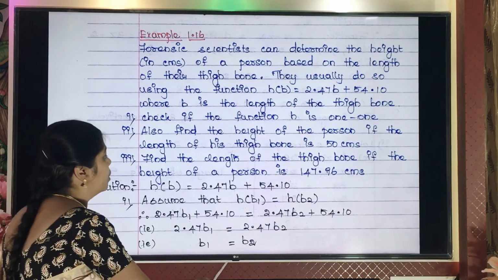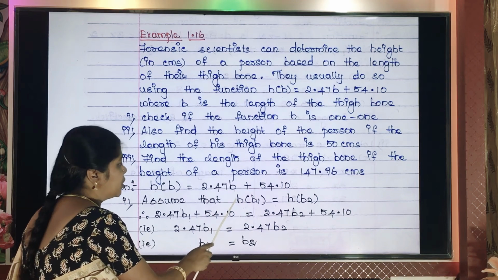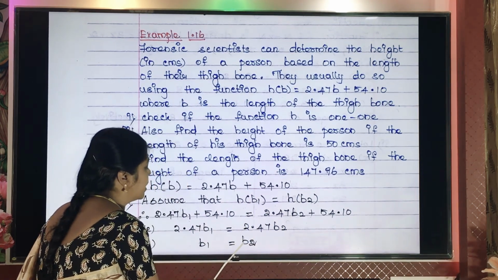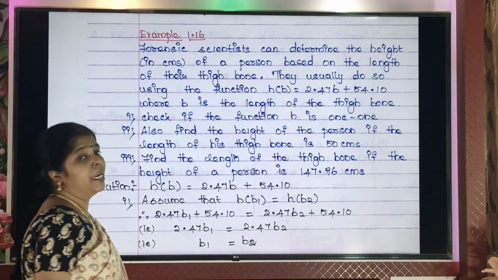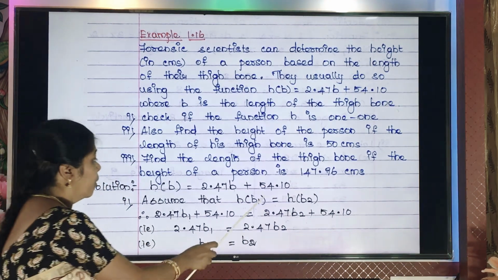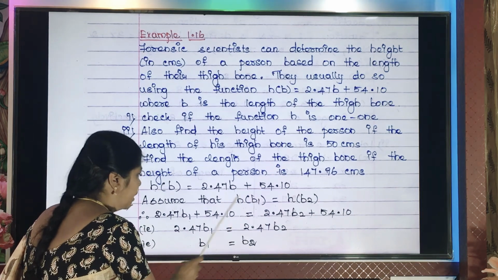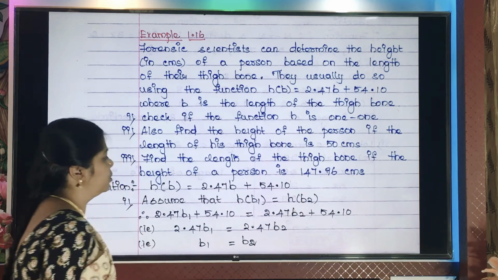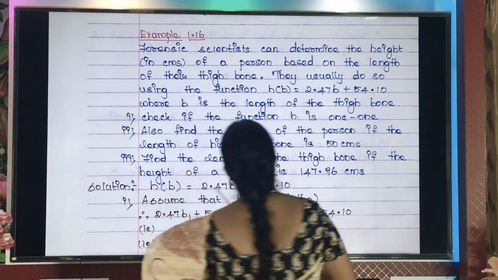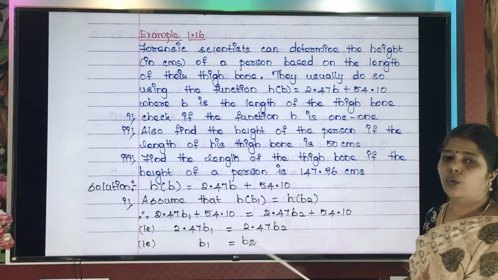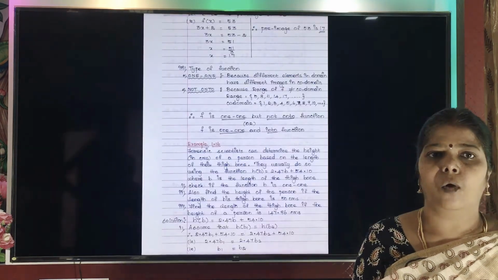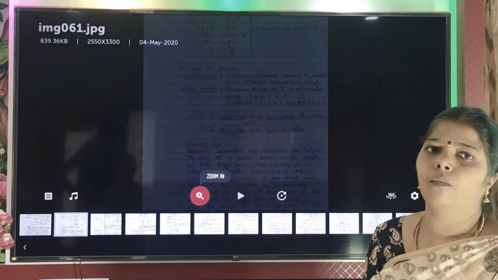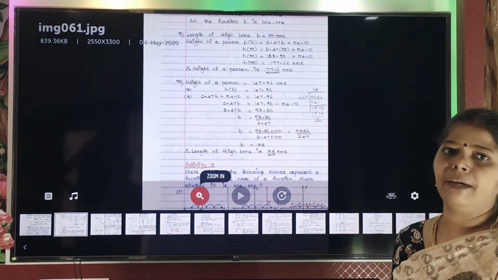So when I assumed H of B1 equal to H of B2, I got the answer as B1 equal to B2. So since I am getting B1 is equal to B2, when H of B1 equal to H of B2, I conclude this function is 1 to 1 function. Hope you all have understood. This is from the definition of 1 to 1. This is a concept from that definition.